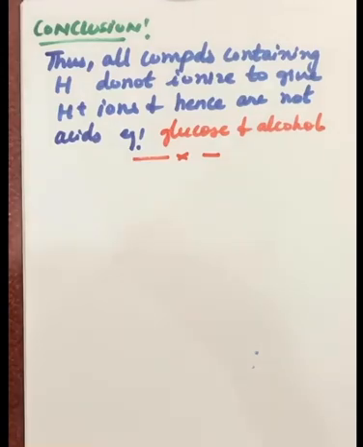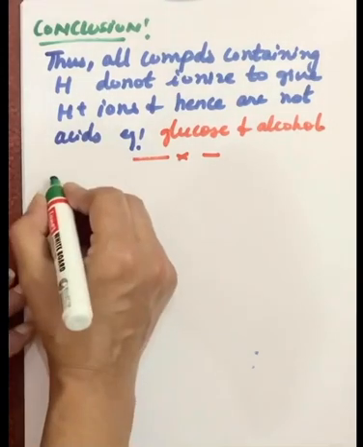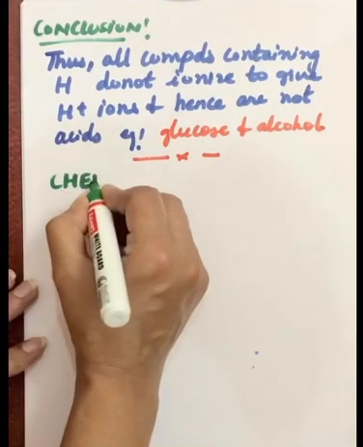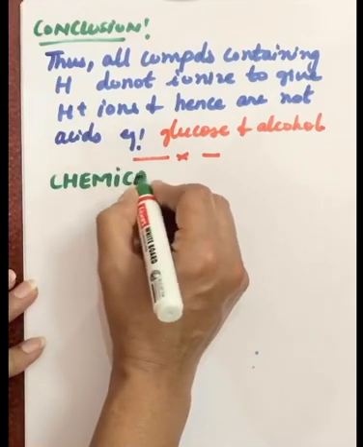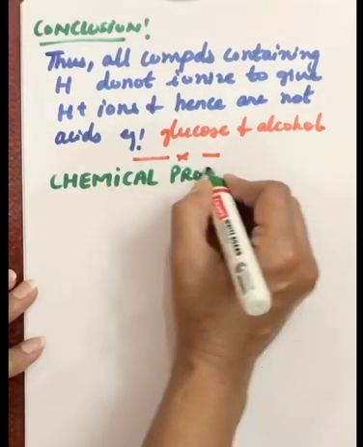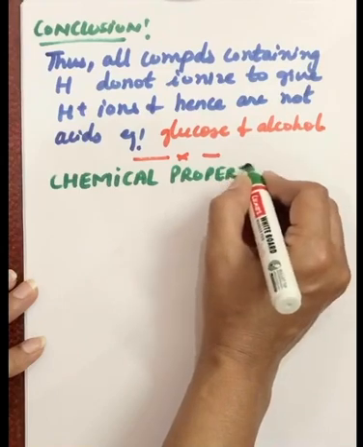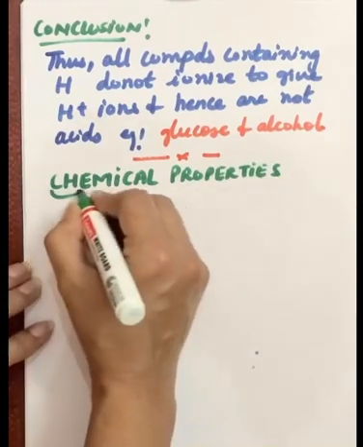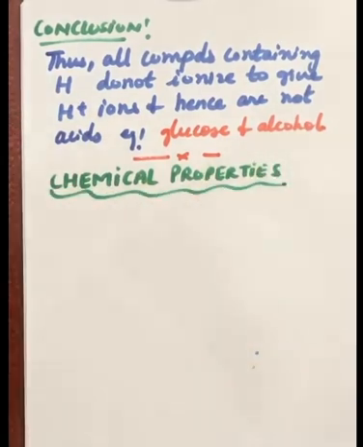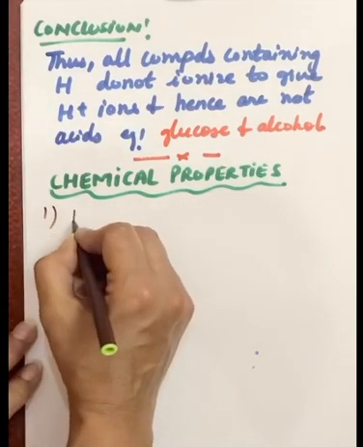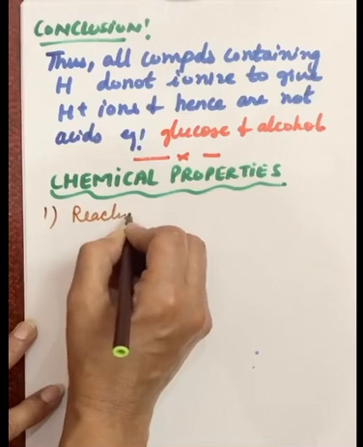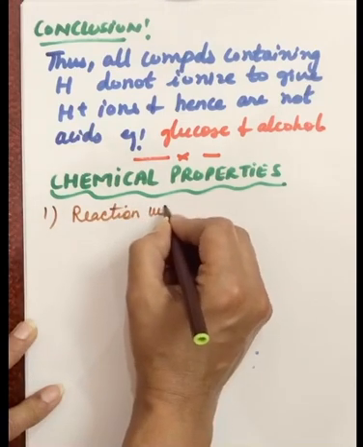Now moving on to the next part, chemical properties of acids. We'll cover 4 chemical properties of acids here. The first chemical property of acid is reaction with metals. When we react acids with metals, what will happen?